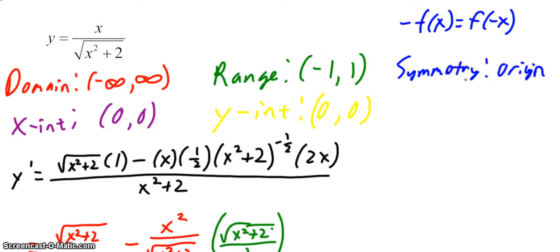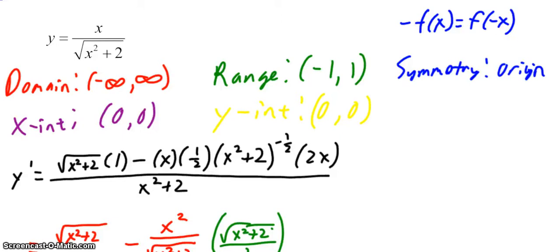The symmetry here, I can do my algebraic tests for symmetry, and I can see that negative f of x is the same as f of negative x. Therefore, this is going to have symmetry about the origin. Again, that might be easier to recognize once I do the graph. The x-intercept is going to be the point (0, 0). The y-intercept is also the point (0, 0).